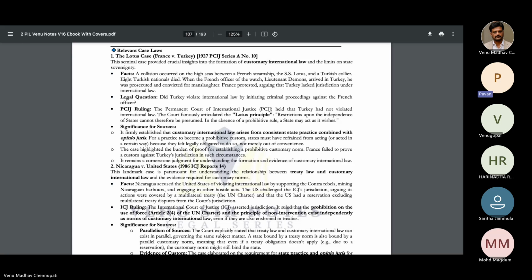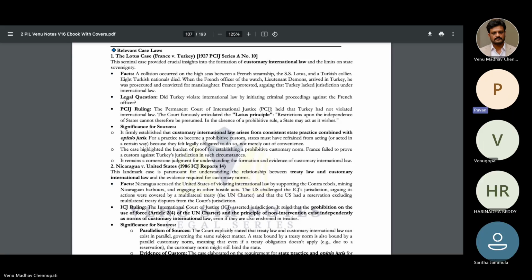I think we read this in first semester, the Lotus case. Issue: did Turkey violate international law by initiating criminal proceedings against the French officer? PCIJ ruling: the Permanent Court of International Justice held that Turkey had not violated international law. The court famously articulated the Lotus principle: restrictions upon the independence of states cannot therefore be presumed. In the absence of a prohibitive rule, a state may act as it wishes.